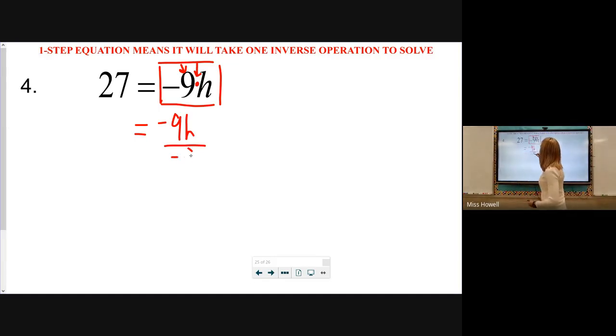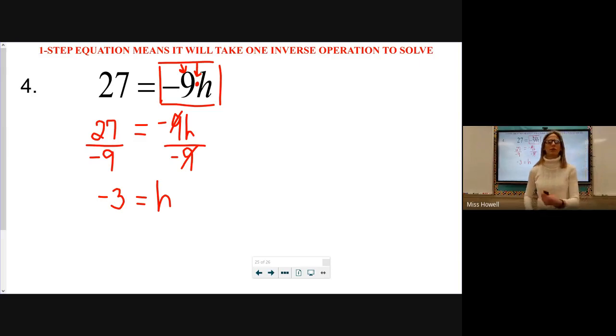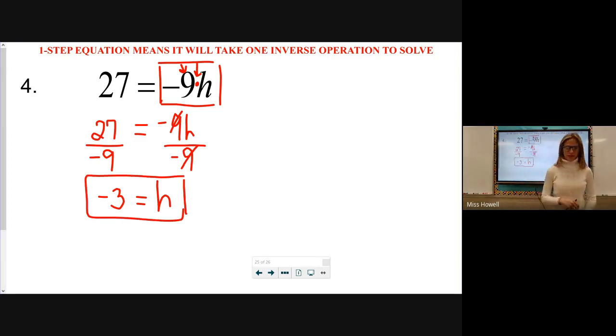All right, what we do to one side, we got to do the other. So on the other side, we have a 27 that is also going to get divided by a negative 9. All right, from here, do our divide. 27 divided by negative 9 would give us a negative 3. And negative 9h divided by negative 9, the negative 9s are going to eliminate or cancel, leaving us with our variable h, which is the goal when solving equations. I keep doing inverse operations until I get the variable by itself on one side and everything else on the other. So negative 3 equals h.